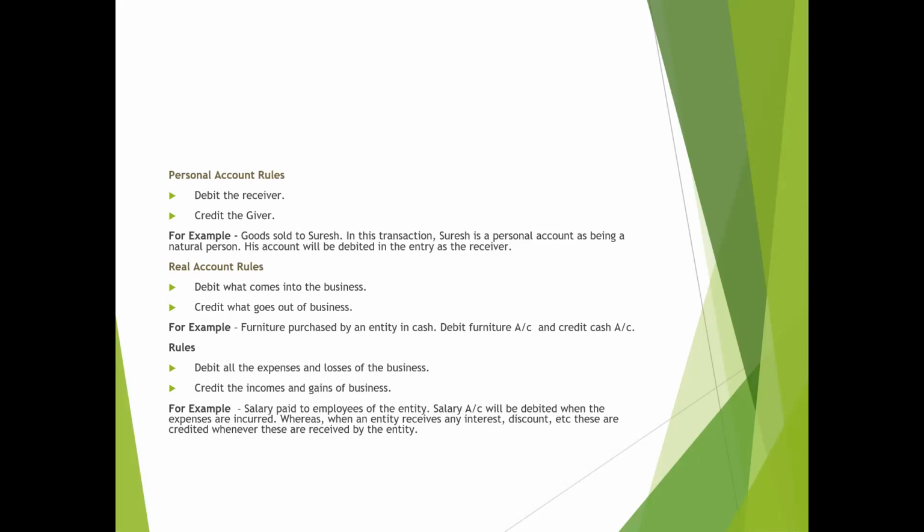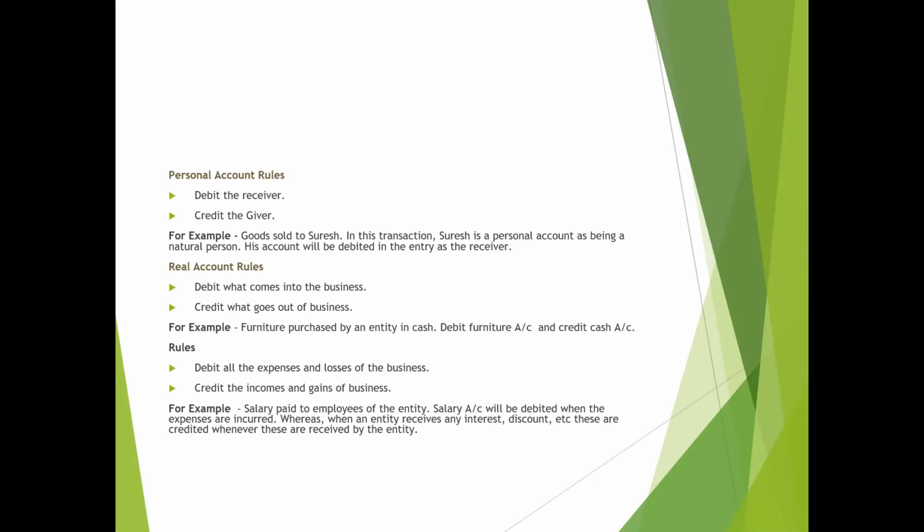So furniture purchased by an entity in cash. So debit the furniture account, because debit what comes into the business. So furniture will come into the business, so we have to debit the furniture account. And credit cash account means credit what goes out of the business. When the furniture enters into the business, we have to pay the cash for it. So automatically the credit part goes out of the business. So cash account is credited. The entry here is debit furniture account and credit cash account.